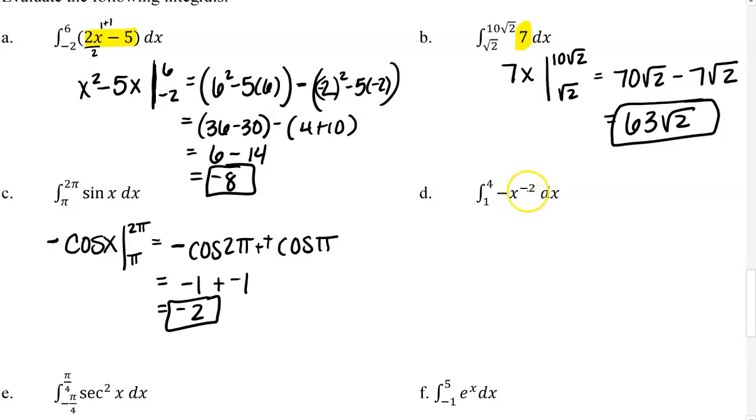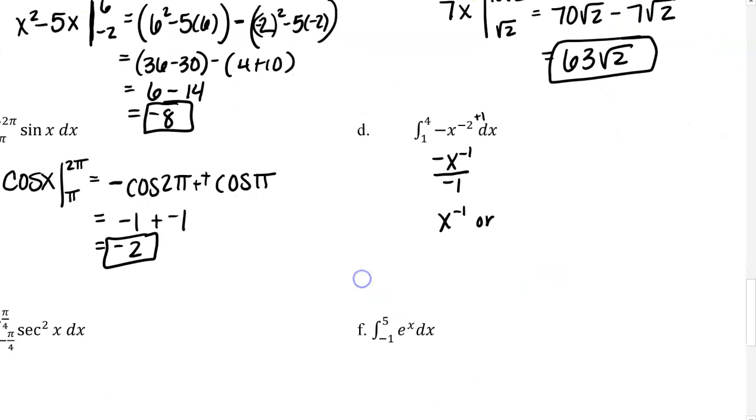Letter D, this is x to the negative 2, so I can add 1 to the exponent. I get x to the negative first and divide by negative 1. So we end up just getting x to the negative first, or it's easier to write that as 1 over x, especially when we're about to evaluate it. So 1/4 minus 1 over 1 is negative 3/4.